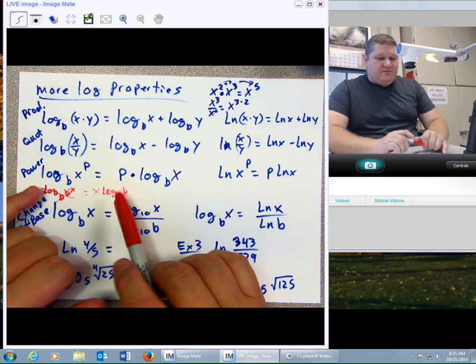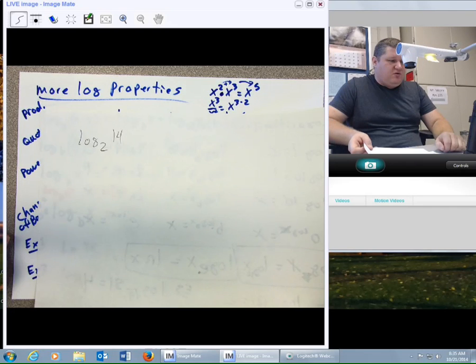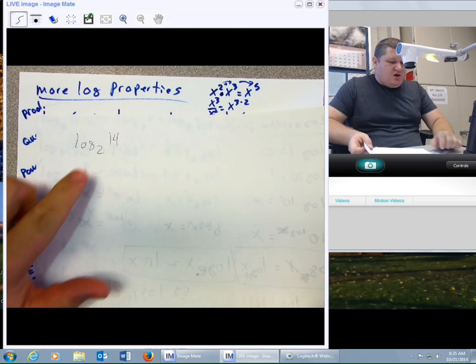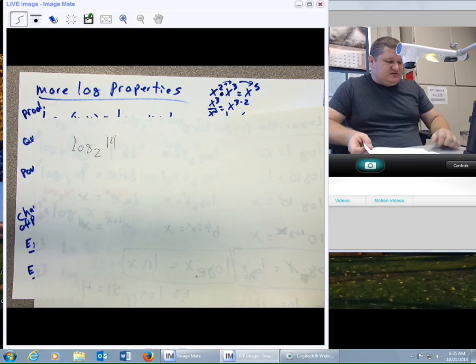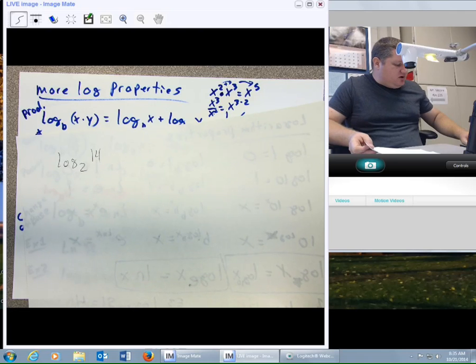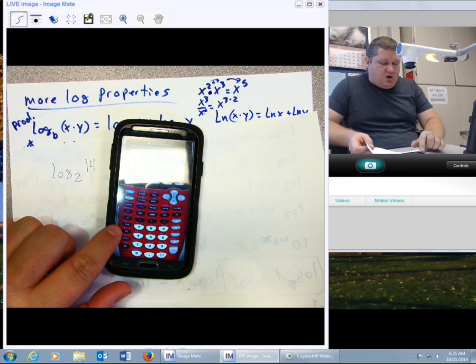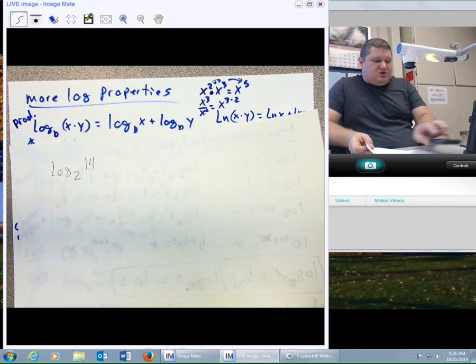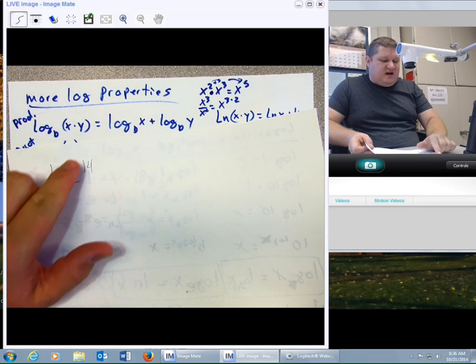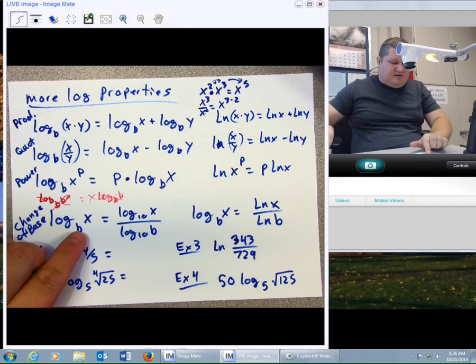Now, earlier we had a problem we couldn't solve. Log base 2 of 14. Well, 2 doesn't go into 14. We can't even do it on our calculator because on our calculator, the only buttons that we have available to us are natural log and log base 10. So what we need to do is we need to find a way to find log base something else of 14. That's going to be the change of base property.